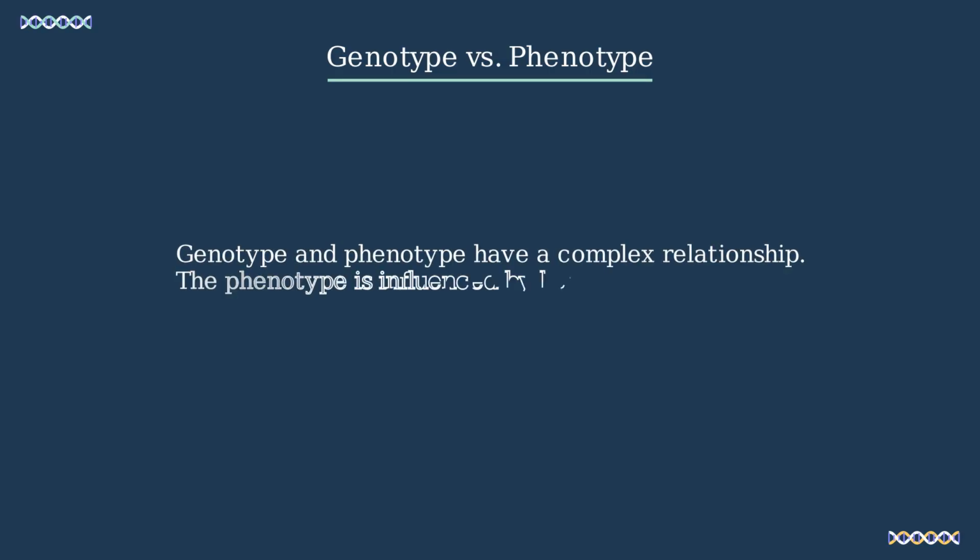In summary, genotype and phenotype have a complex relationship. While the genotype provides the genetic blueprint, the phenotype, what we actually observe, is influenced by both the genetic code and environmental factors.